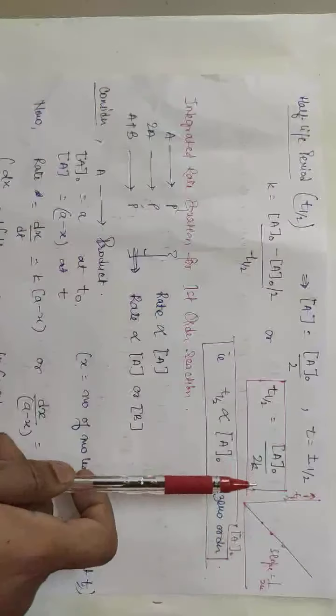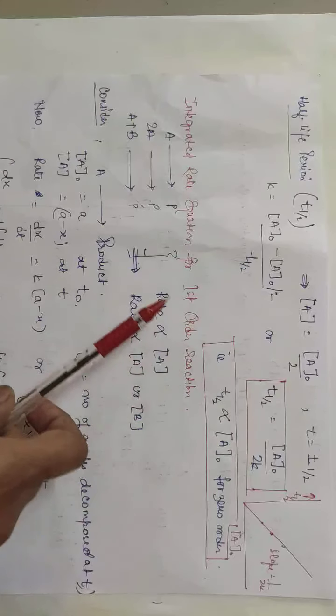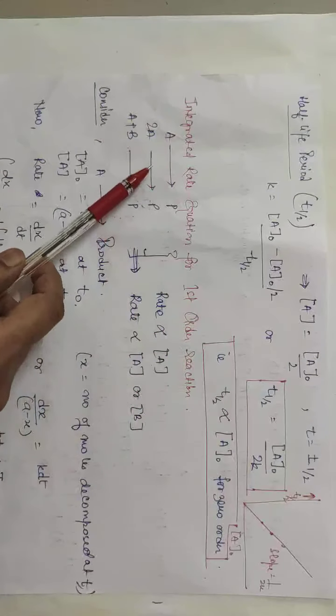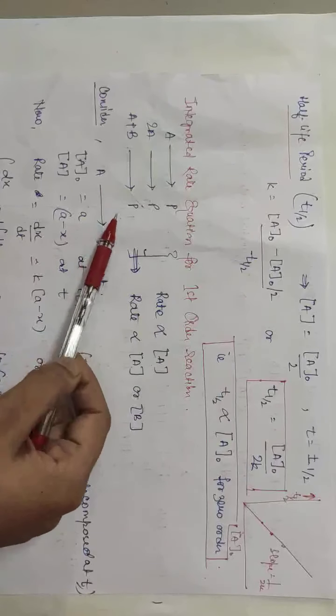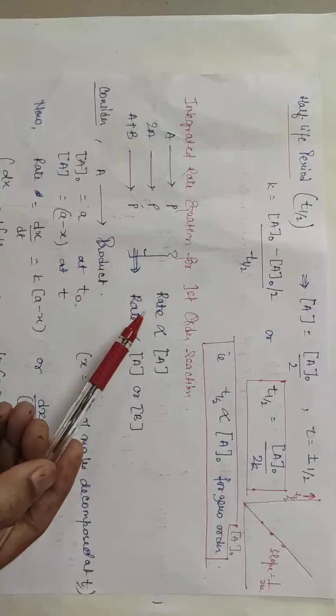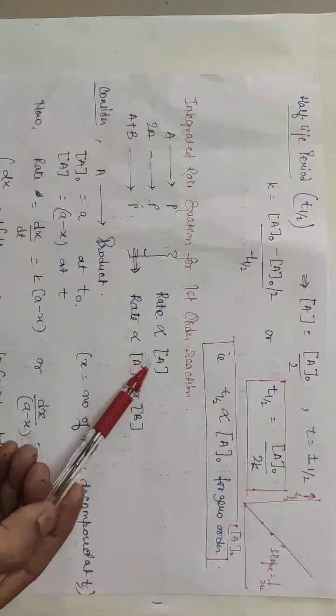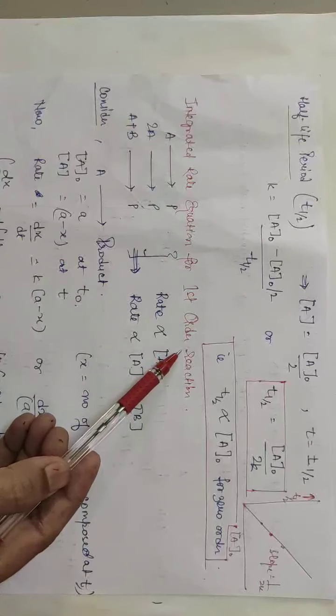Now let us see the integrated rate equation for the first order reaction. A first order reaction may be represented by any of these three types of reactions, where for these two reactions the rate will be equal to the molar concentration of A raised to the power 1, since it is a first order reaction.